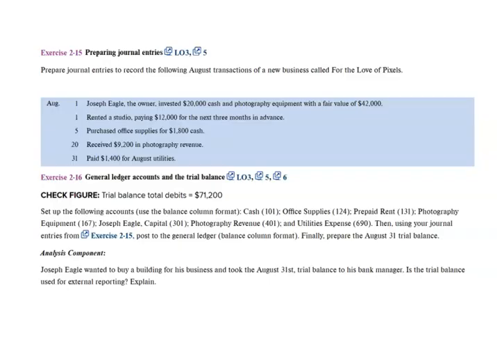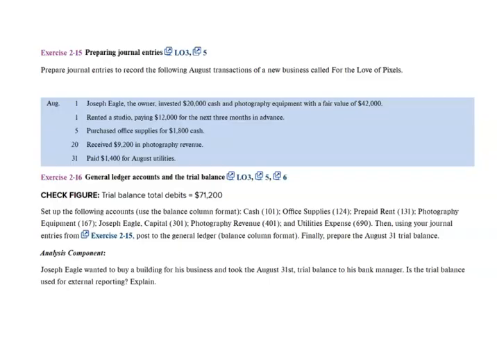So it's telling us that it wants us to set up the following accounts. So these are the general ledger account names and numbers that we're going to use. And because these are pre-assigned names and numbers, these are the names and numbers that we're going to use in exercise 215. Okay? And they're also giving us a check figure in 216 telling us that the trial balance total debits are 71,200. So once we get to that point, we can check and make sure that we're correct.